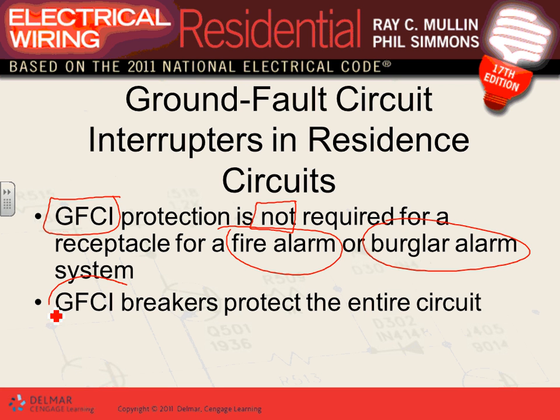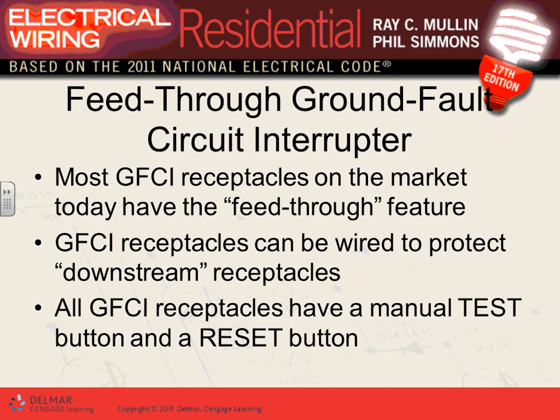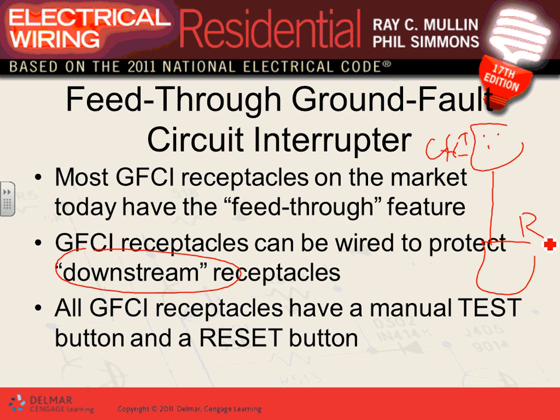You can use GFCI circuit breakers that protect the entire branch circuit, or you can use a device that protects the receptacle itself or a bunch of receptacles downstream from the GFCI. GFCI, we're going to see later on, guys, can protect downstream. So you can have one GFCI here that can protect multiple receptacles downstream. They call it downstream protection. So you can have a GFCI here that protects a regular receptacle downstream. The term that we use is feed-through. We'll look at the pictures in a second.